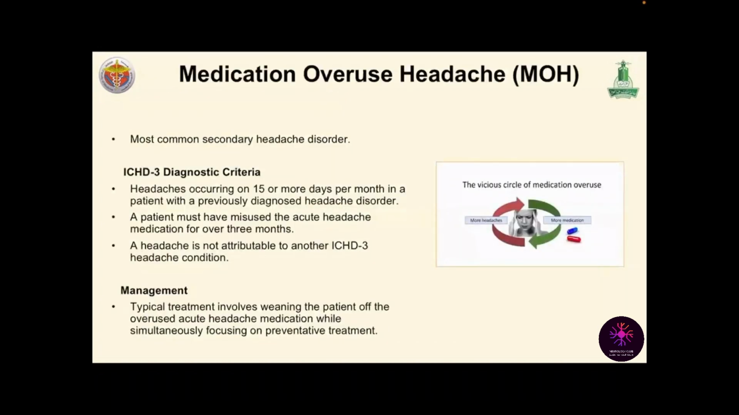Okay, so one of the causes of secondary headaches are medication overuse headaches. So we're going to start simple with these. They're the most common secondary headaches, and we usually see this in patients with a previously diagnosed headache disorder that are taking their acute or abortive treatments on 15 or more days per month. So typical treatment involves weaning the patient off the overused acute headache medication, while simultaneously focusing on the prophylactic management.